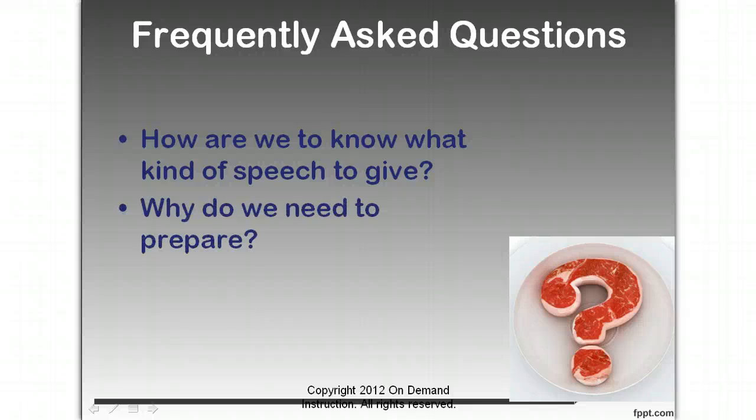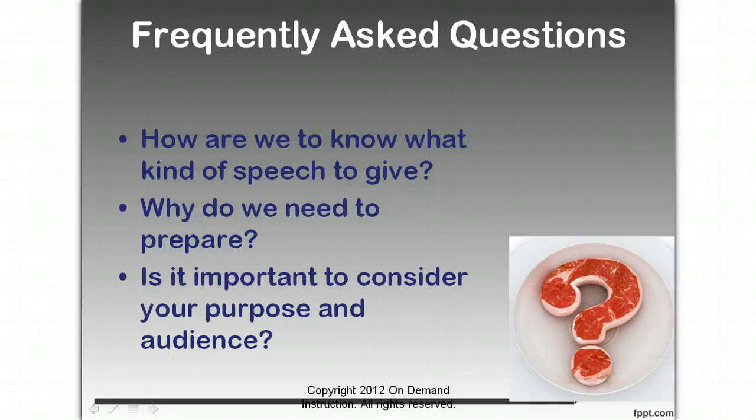Why do we need to prepare? You need to prepare in order to get away from the common fear of forgetting what you are going to talk about and the parts that you have to present in your speech. Is it important to consider your purpose and audience? Of course, it will give you a clear understanding of what you will gather, write, prepare, and practice. It will also make your speech interesting for your audience because you actually know your purpose and what you are actually talking about.